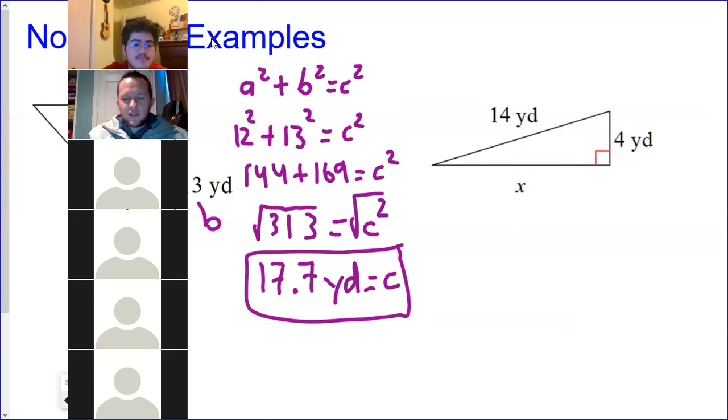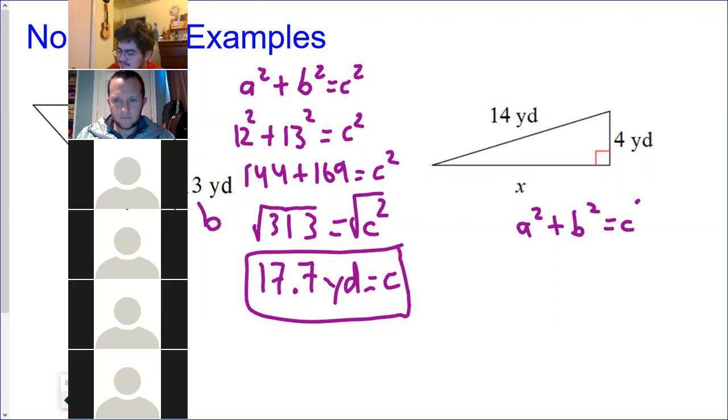Okay, I need someone else to do this next one. Explain it just like what Keegan did, but this time we're finding a missing leg. I can do it. All right, Johnny, you got it. Okay, so you start it with a squared plus b squared equals c squared again.